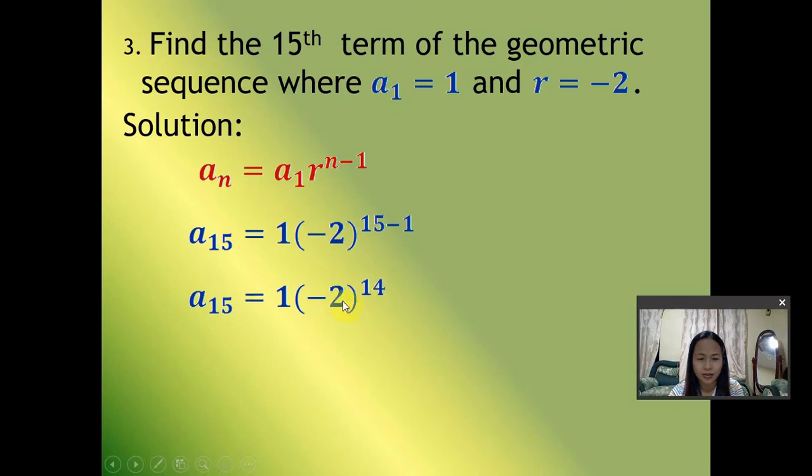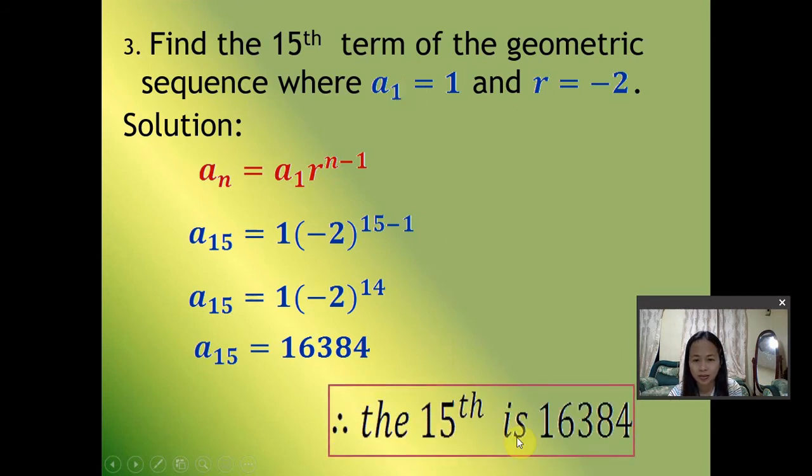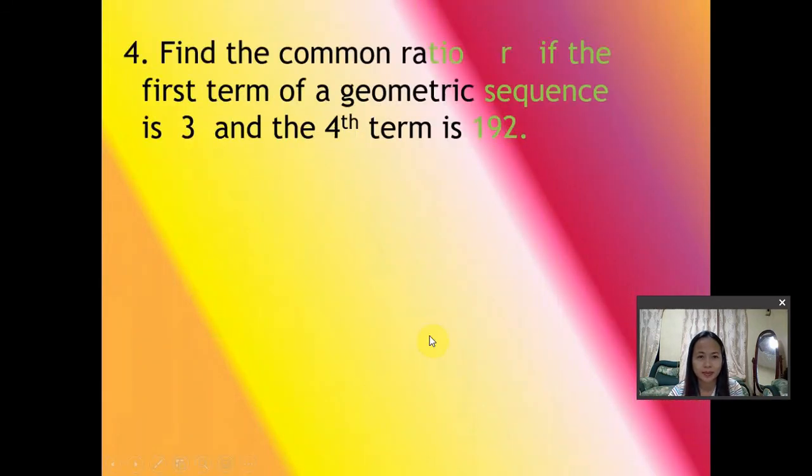Next, you raise negative 2 to the power of 14. Negative 2 exponent 14 means multiplying negative 2 fourteen times: negative 2 times negative 2 times negative 2 and so on, 14 times. That is 16,384, times 1, obviously 16,384. Therefore, the 15th term of this sequence, having first term 1 and common ratio negative 2, is 16,384. Okay, next, we have this example.